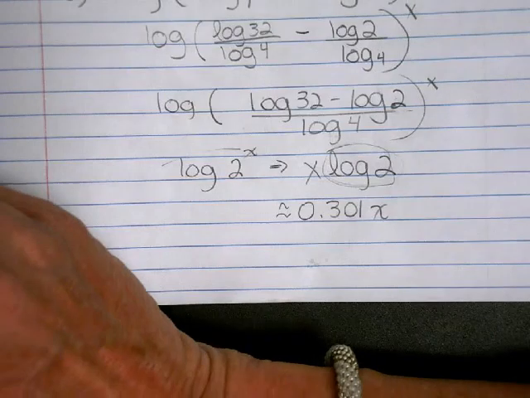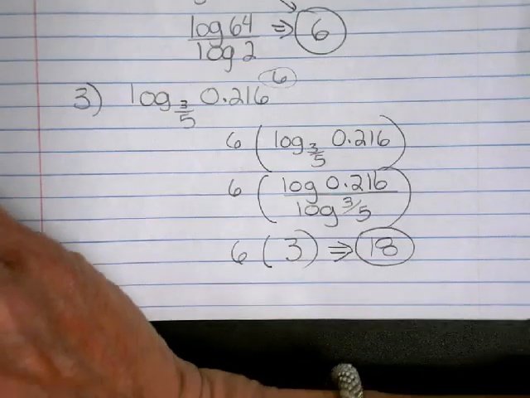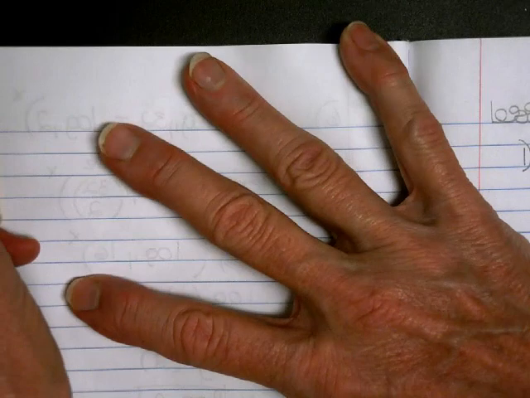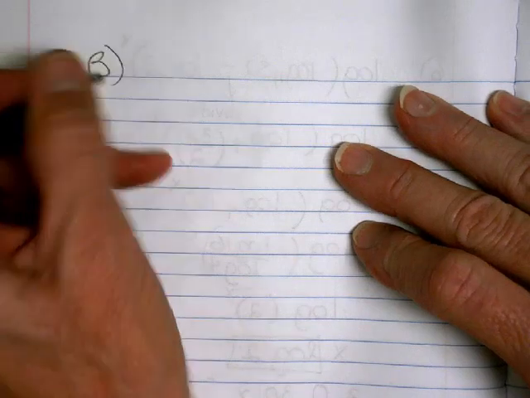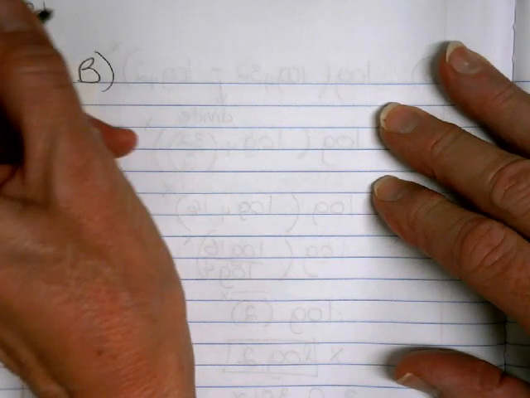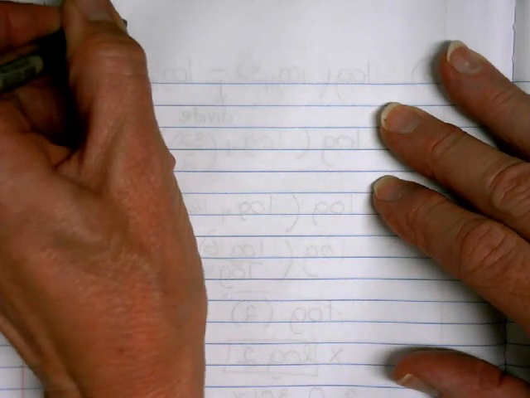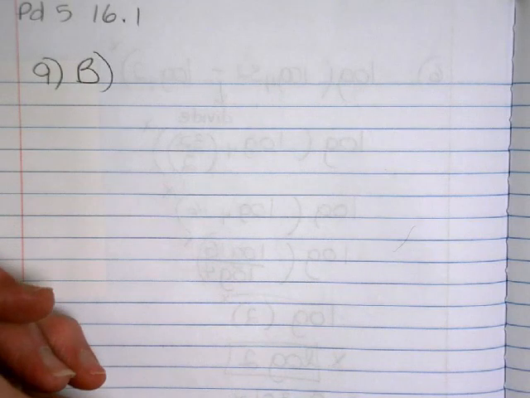I'm going to back up a couple of pages and write down number 9, B. Oh, here we go. This is period 5, 16.1. Okay.